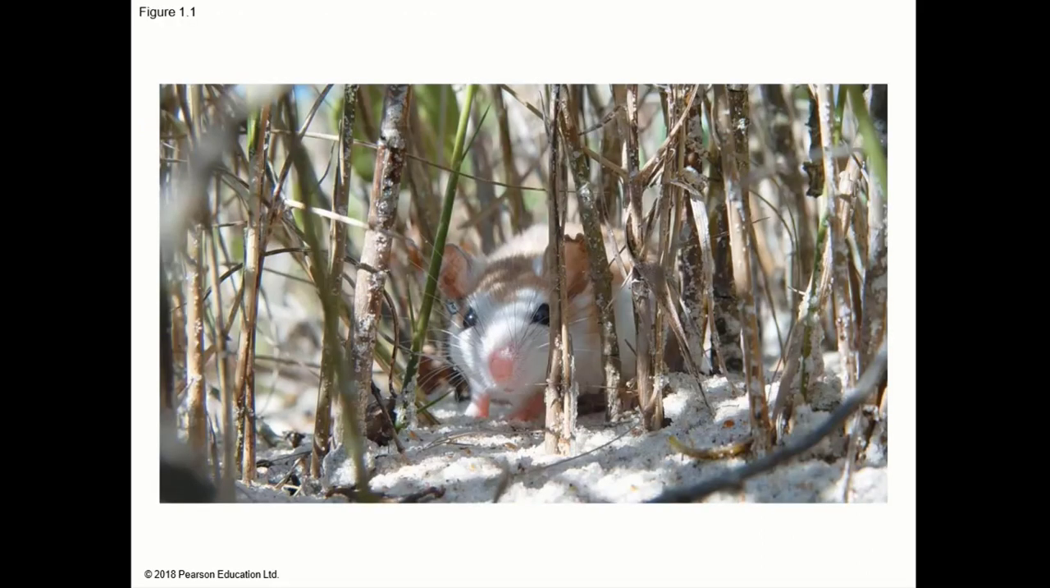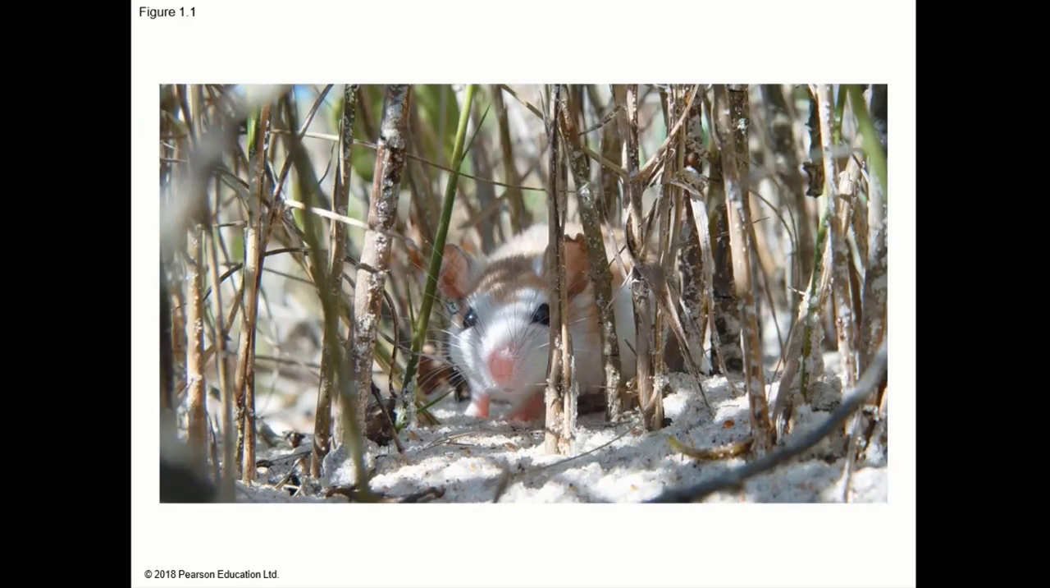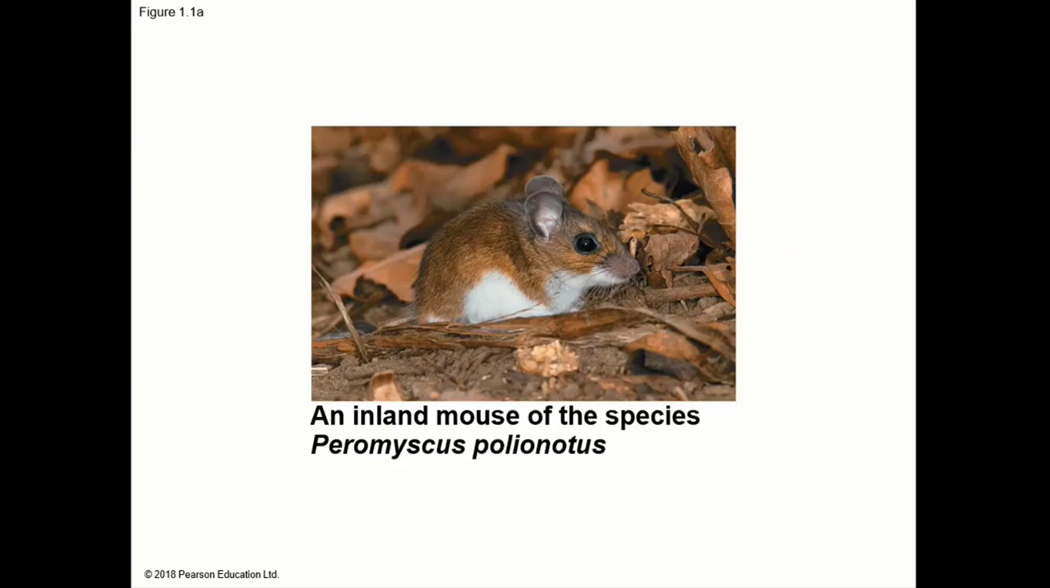Even this little fella here, they made an example that the color of this beach mouse has come to be well matched or adapted to its background. Why? There are a number of reasons that we're going to focus on in the future. Some of the reasons are protection against predators. If there are those who want to hunt this little fella, when its color resembles the ground, it could be very difficult to notice it, and very easy for it to hide from its enemies. I'm very colorblind, but I'm sure this is brown. So this fella here has resembled the color of the ground.